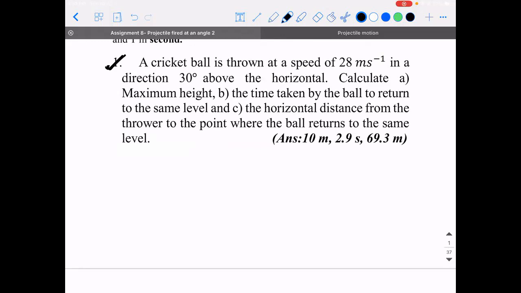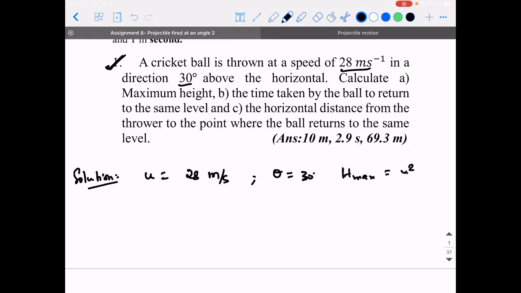First one: there is a cricket ball which is thrown at a speed of 28 meters per second in the direction 30 degrees above the horizontal. Calculate the maximum height. Do it fast. So, solution. u is equal to how much? 28 meters per second, and theta will be equal to 30 degrees. What is the formula for maximum height? H max is equal to u square sine square theta divided by 2g.